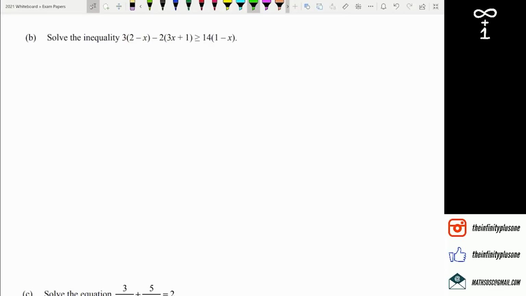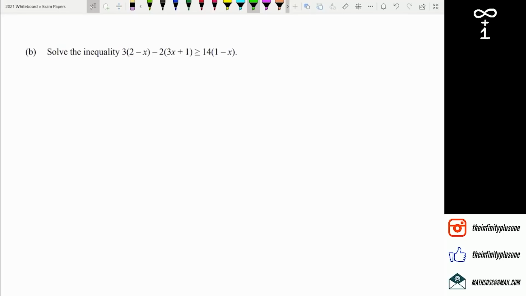Okay, so with question B, we have an inequality and a bunch of brackets. As I always say, whenever you see brackets, just expand the brackets out and then rearrange. So the first thing we're going to do is expand this bracket here. We've got 3 times 2, which is 6, and 3 times negative x is negative 3x. Next, negative 2 times 3x is negative 6x, and negative 2 times positive 1 is negative 2. This is all greater than or equal to 14 times 1, which is 14, and 14 times minus x, which is negative 14x.